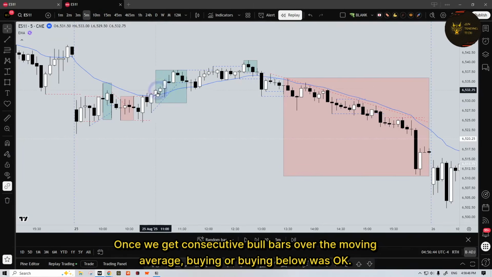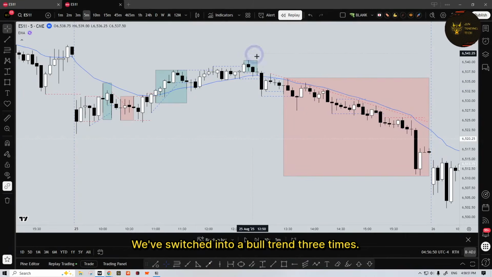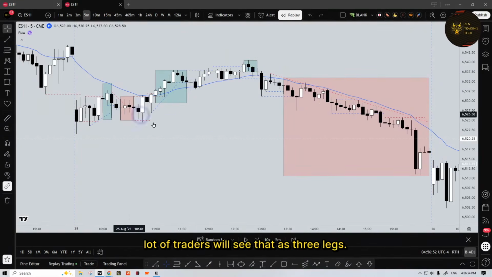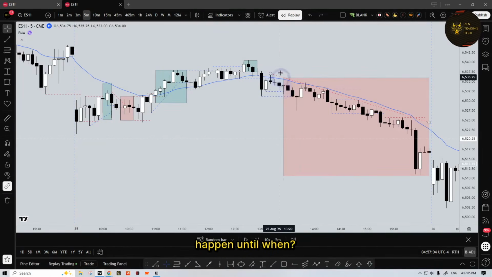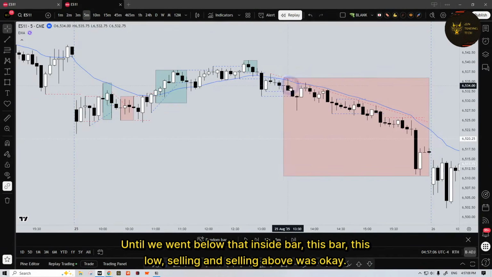Once we get consecutive bull bars over the moving average, buying or buying below was okay. We've switched into a bull trend 3 times. A lot of traders will see that as 3 legs. This bar here puts the market into a trading range or a bear trend, but you can see most of the selling didn't happen until when? Until we went below that inside bar, this low, selling and selling above was okay.